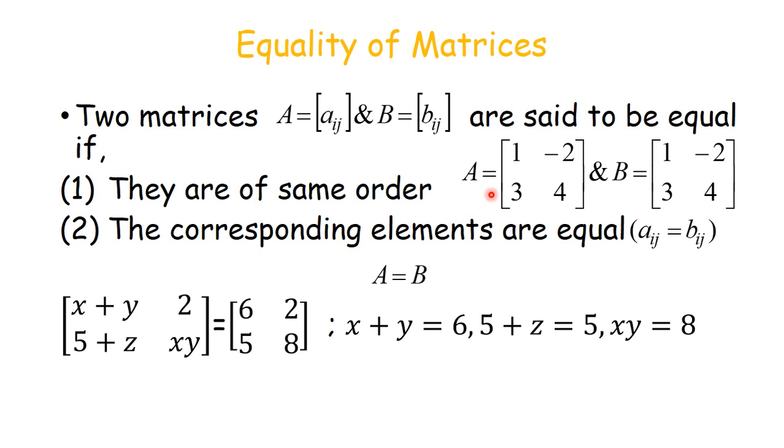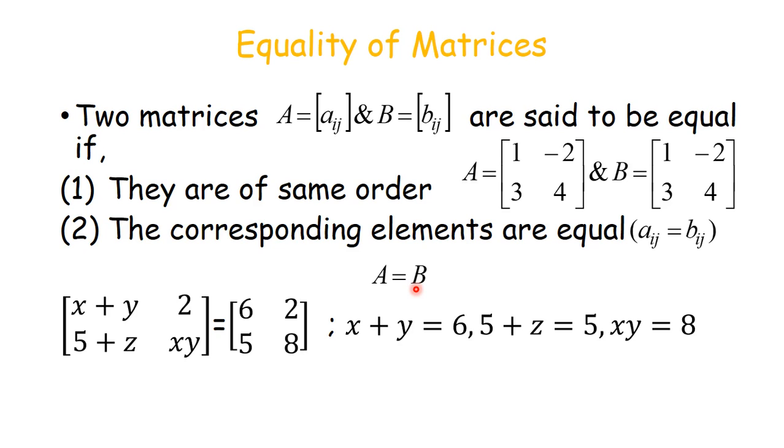Now consider this example. Matrix A is a 2 by 2 matrix, matrix B is also a 2 by 2 matrix, means the order is the same, and the corresponding elements are also equal, means A11 is equal to B11, A12 is equal to B12, A21 is equal to B21, A22 is equal to B22. Then we will say that matrix A and matrix B are equal, and we will write this as matrix A is equal to matrix B.